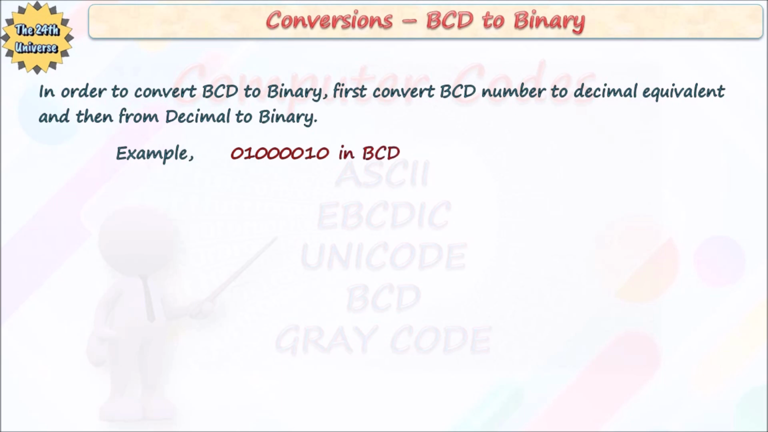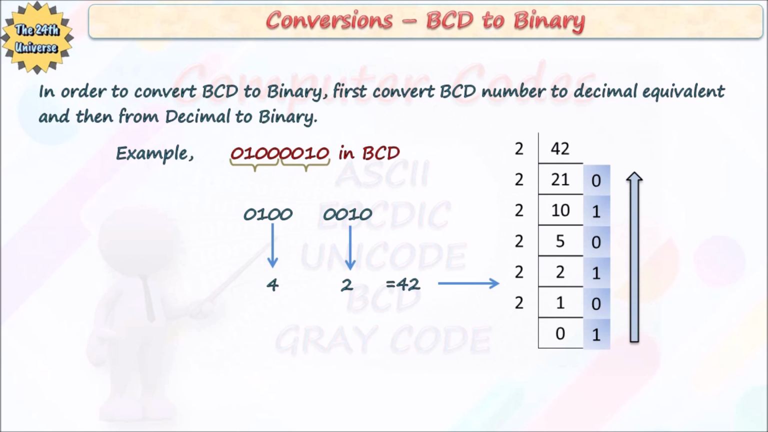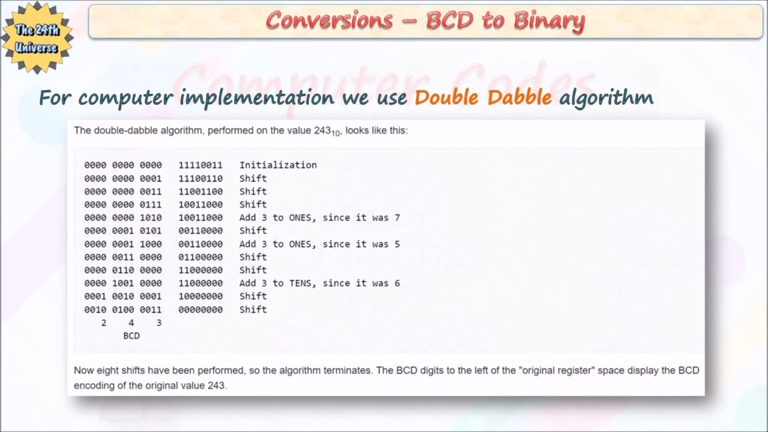Example, consider BCD number 01000010. Starting from the leftmost bit, make groups of 4 bits, that is 0100 and 0010. Write the decimal equivalent of each nibble. 0100 is 4 and 0010 is 2, that is 42. Now use the long division method to convert from decimal to binary. So after calculation, the binary equivalent we get is 101010. For computer implementation, we have an algorithm known as the double dabble algorithm.